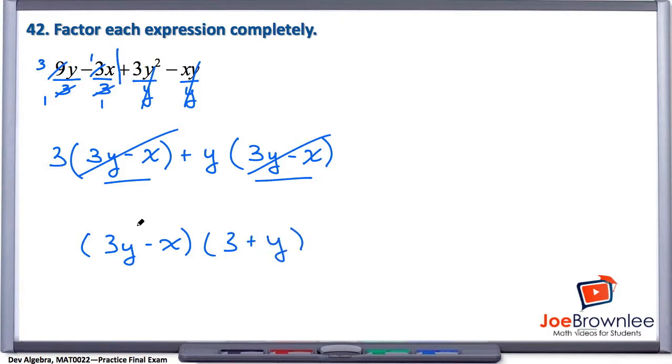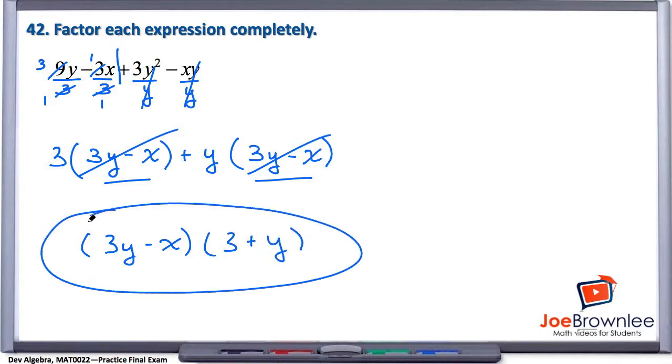And so there we have it, number 42. Our factors are 3y minus x, 3 plus y, and of course, if we wanted to check ourselves, we could FOIL these binomials together, and we should wind up with what we started with originally, these four terms, and indeed we would. So there's number 42.